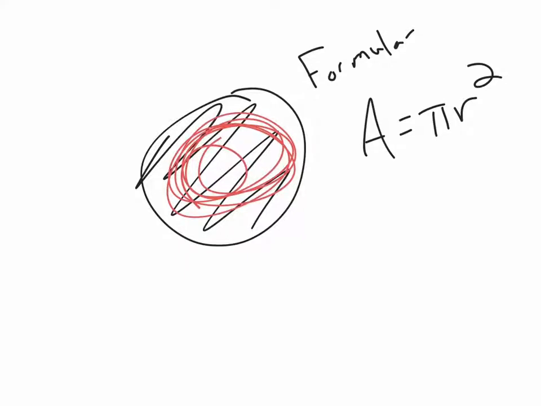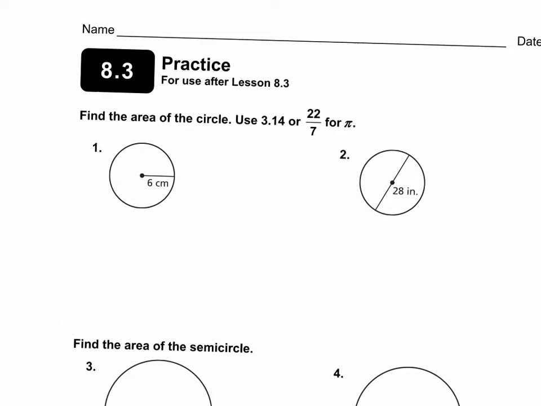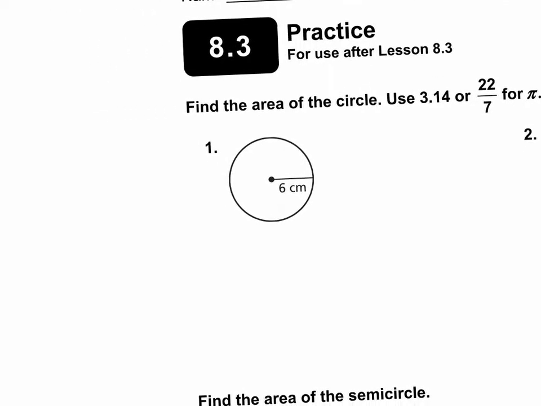Both formulas, circumference and area of a circle, have a pi and they both have r. The difference is one is 2 times r, which is circumference, and this one is r squared, okay? So this means pi times radius times radius. Okay, so using our formula, we're going to find the area. We're using 3.14 or 22 over 7 for pi.